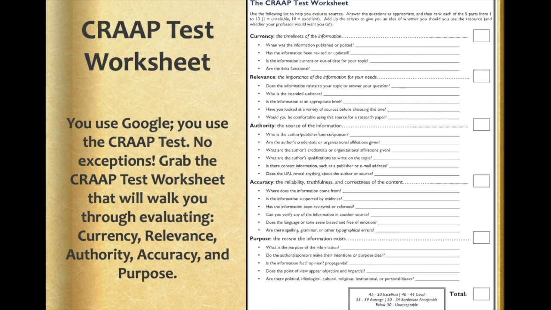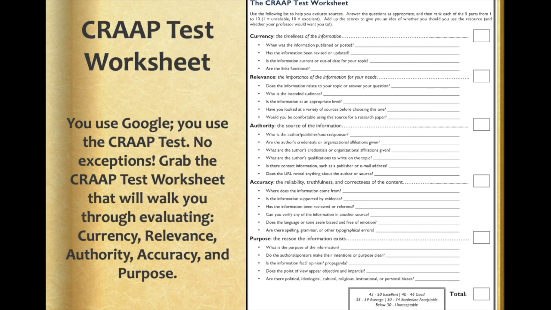So let's take a look at currency, and we'll kind of go through this one together. Currency is the timeliness of the information. Like, when was the information published or posted? If you look at it and it was posted in the 90s when the internet was invented, probably not so great. If it was in the last couple of years, I would give it a decent score. Has the information been revised or updated? Something else you need to look at. Is the information current or out of date for your topic? So you need to figure that in as well.